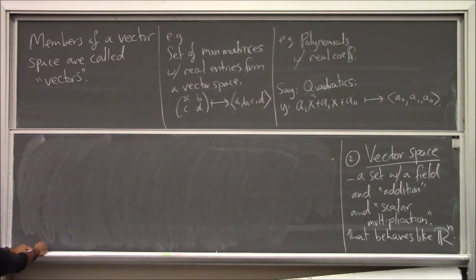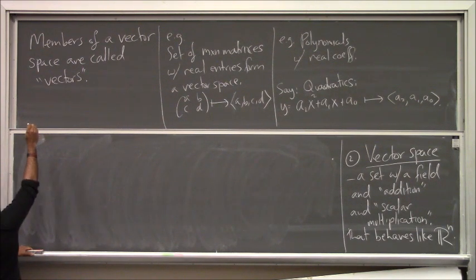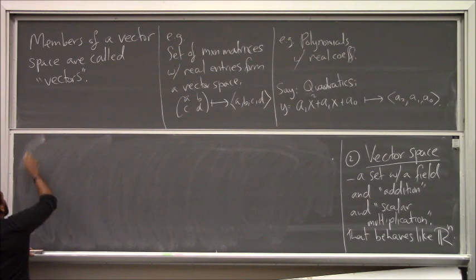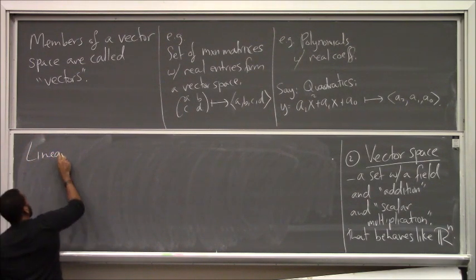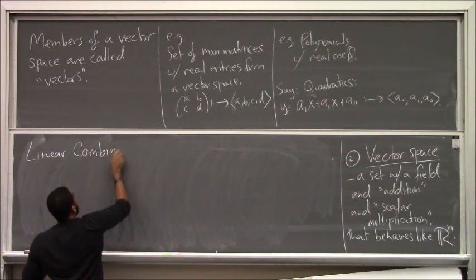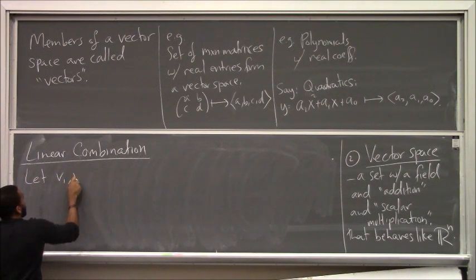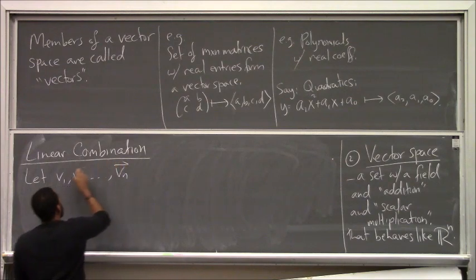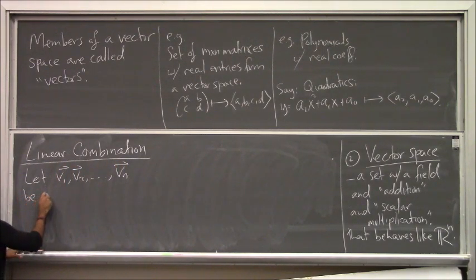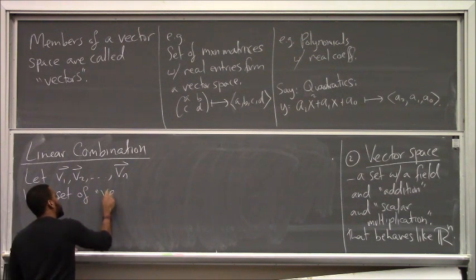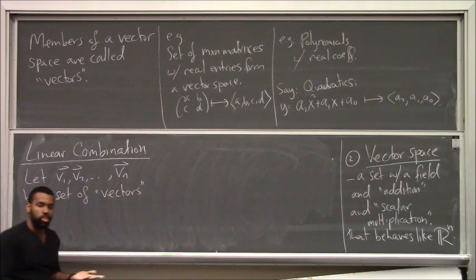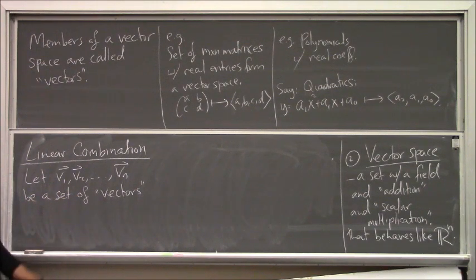What else do I want to mention at this point? Okay, so let's talk about linear combination. Let V1, V2, up to Vn be a set of "vectors." And I'm putting this in quotation because I don't want you to think of them as literally vectors. It could be a list of polynomials, could be a list of differentiable functions, could be a list of solutions to a differential equation, could be a bunch of matrices. You don't know what these guys are. They might not be traditional vectors.